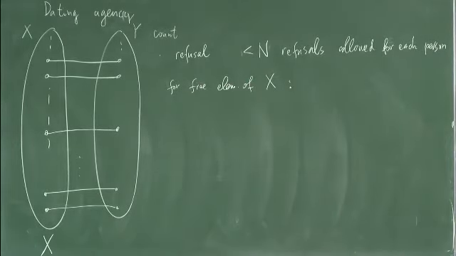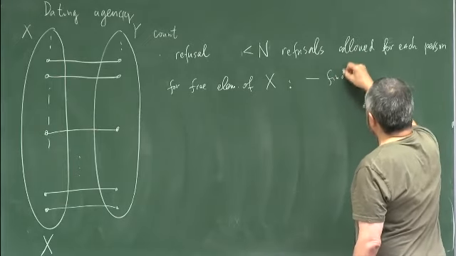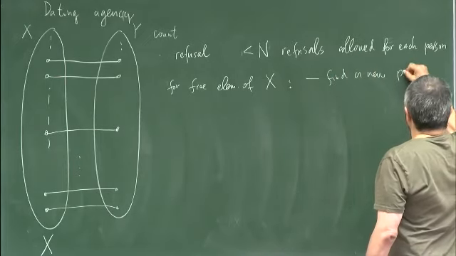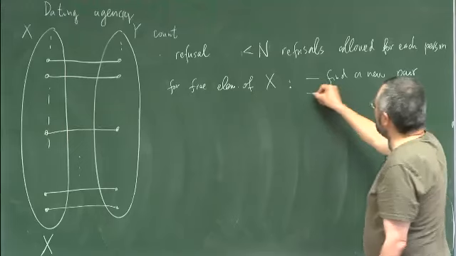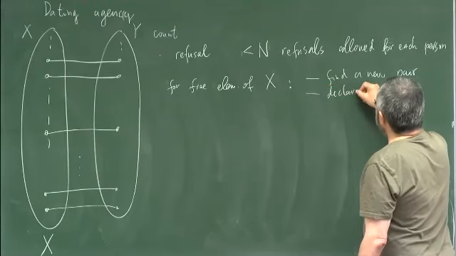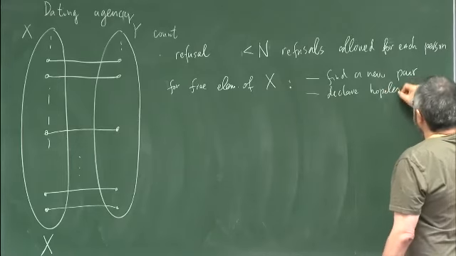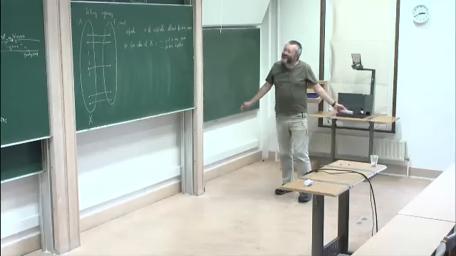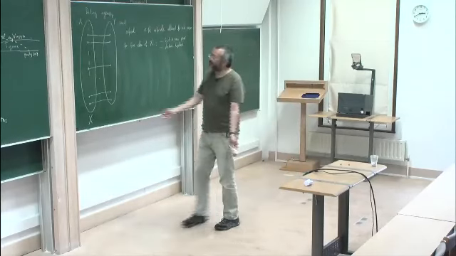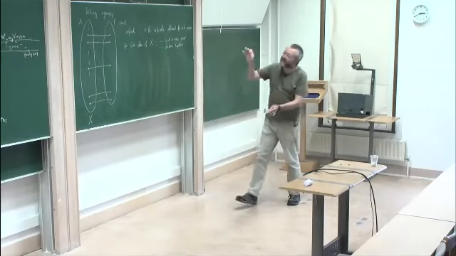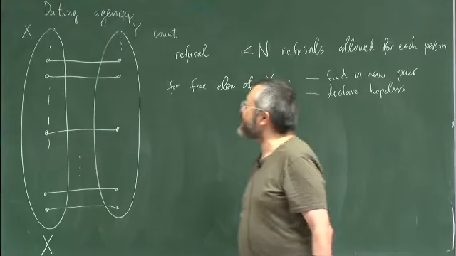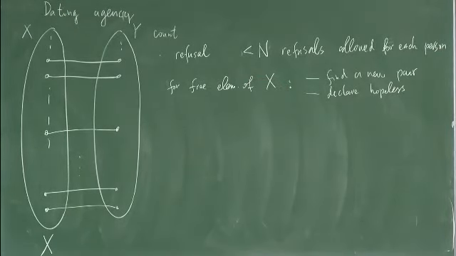Either you should find a new pair immediately, or, instead of finding a new pair, you can declare this element to be hopeless. So if it's unavoidable at some time, you can say, okay, it's not possible to do anything, and then the dating agency should forget about this person.